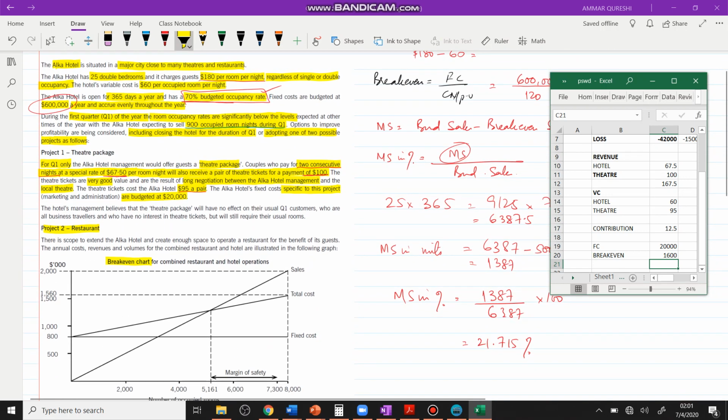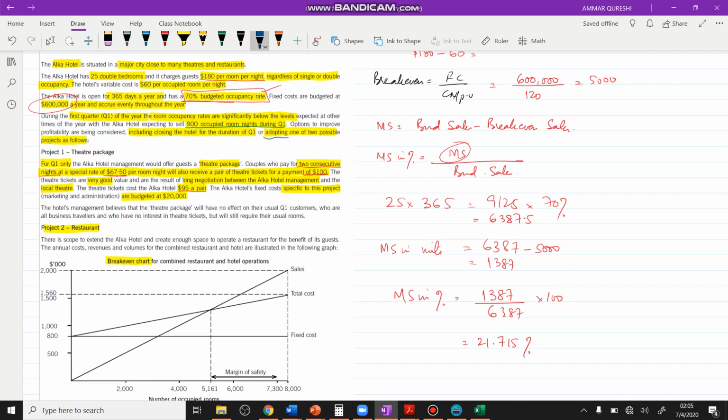apparently they should not go for this option, because see, there is a statement which is given here. This statement is really very important. Yeah, this point. The hotel management believe that the theater package will have no effect on their usual quarter one customer, who are all business travelers and who have no interest in theater tickets, but will still require their usual rooms, right?